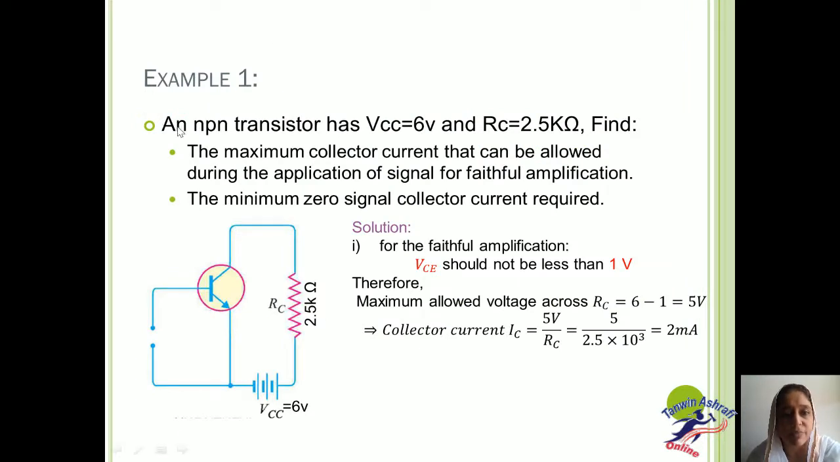Now, an example. An NPN transistor has VCC of 6 volt and RC of 2.5 kilo ohm. Find the maximum collector current that can be allowed during the application of signal for faithful amplification and the minimum zero signal collector current required. First point: for faithful amplification, VCE, that is the collector to emitter voltage, should not be less than 1 volt. Therefore, we have to make sure that it does not go below 1. That means 6 volt VCC minus 1 volt, so we design only for 5 volt. Now, the collector current which passes through RC is 5 volt divided by 2.5 kilo ohm, that is equal to 2 milliamp.